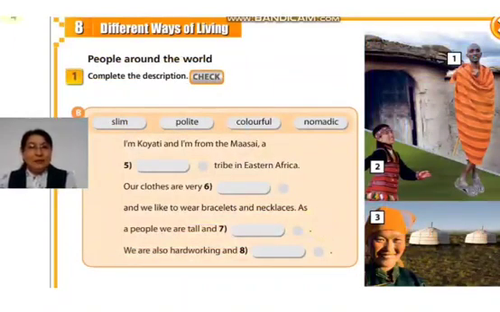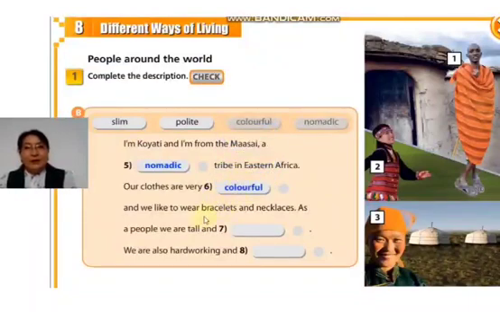Now let's complete. I'm Koyote and I'm from the Maasai, a nomadic tribe in Eastern Africa. Our clothes are very colorful, and we like to wear bracelets and necklaces. As a people, we are tall and slim. We are also hardworking and polite. Now let's check.